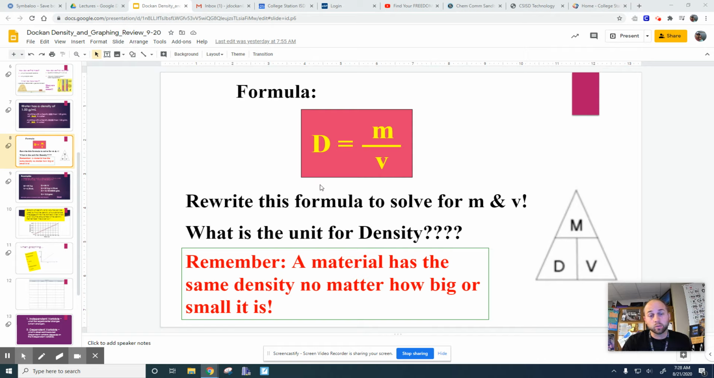We're going to cover density, and then we're also going to do a little bit of graphing skills. Okay, so we're going to take notes over these. Again, if you need to print your notes, go ahead and print those out on your own, or take notes by hand on a piece of paper. Either one will work just fine.